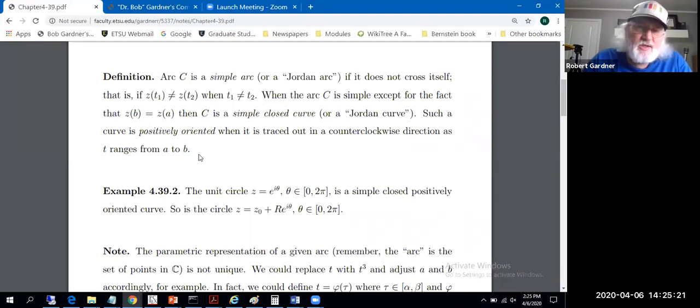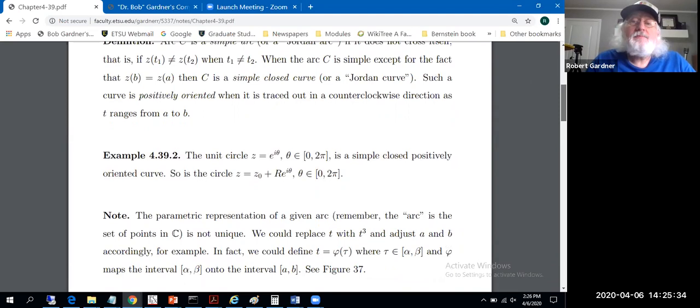And you know from your trig experience in the old days, counterclockwise is the direction of positive angles when we talk about angles in, say, the Cartesian plane in the trig setting. So same idea here. The unit circle, z equals e to the i theta, as theta ranges from 0 to 2 pi, is a simple closed positively oriented curve. It is a circle. Here's another circle, z equals z sub 0 plus R e to the i theta. That's a circle with center z sub 0 and radius capital R, theta ranging from 0 to 2 pi.